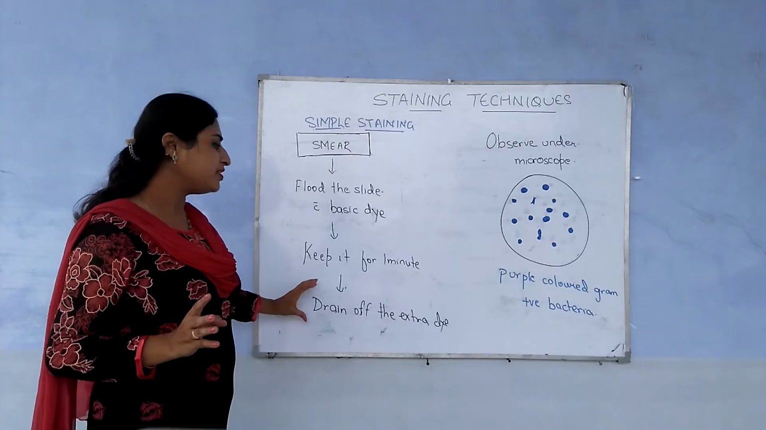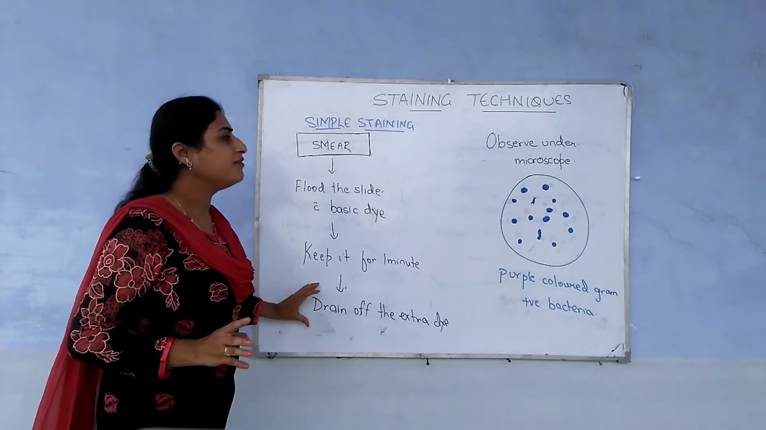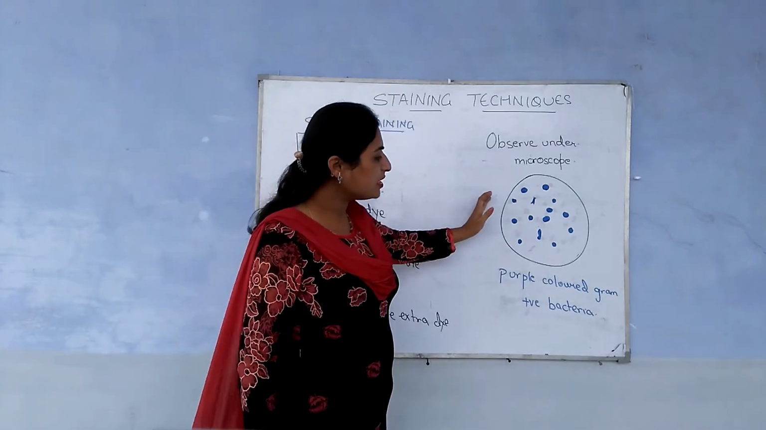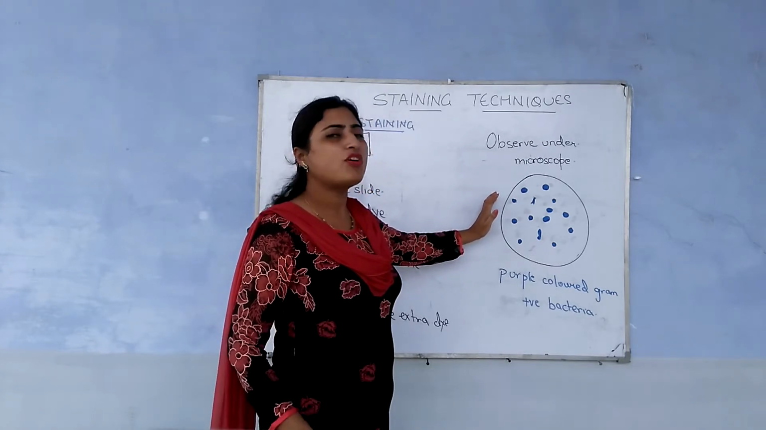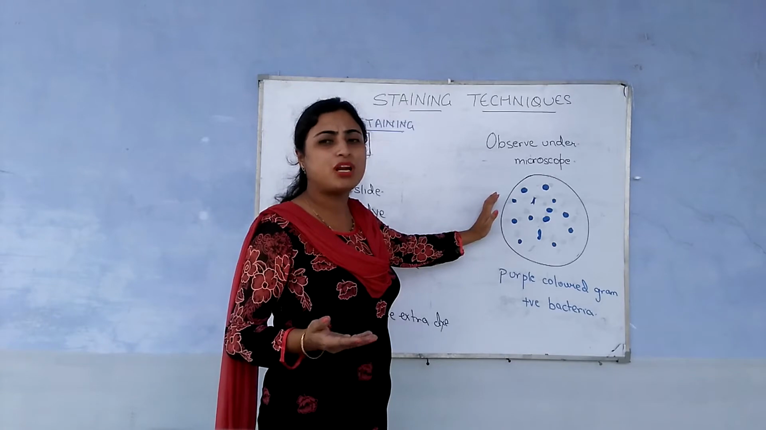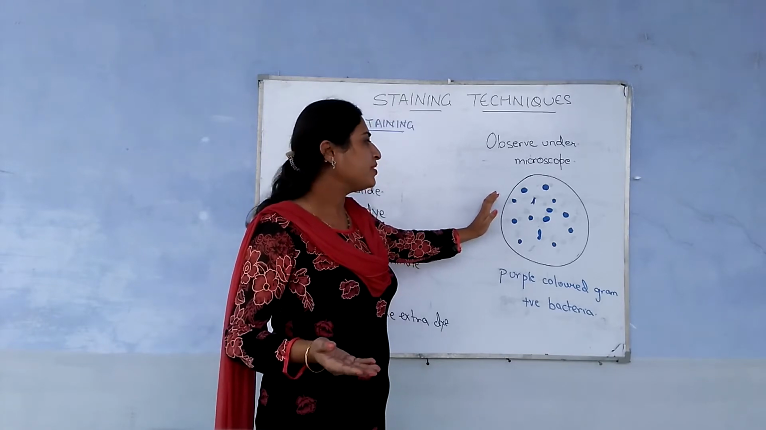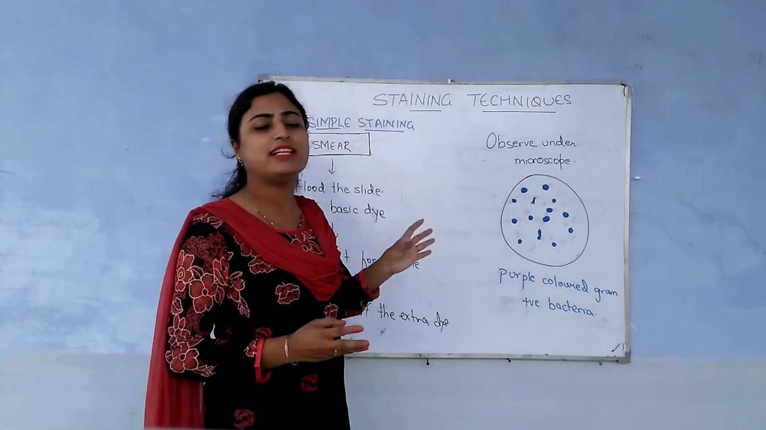After 1 minute, we will drain off the extra dye, and we will observe purple colored bacteria under the slide. They may be of various shapes, they may be rod shaped, round shaped or irregular shaped. Now what is the principle behind this technique?